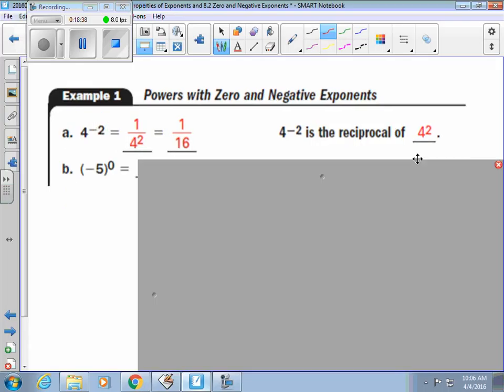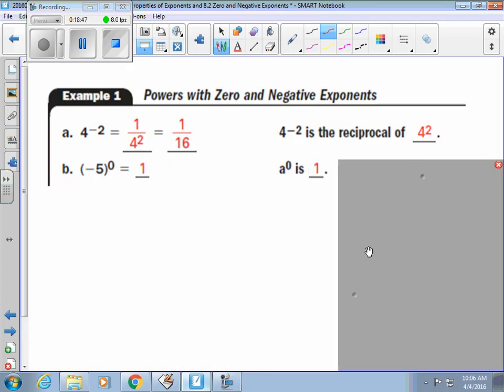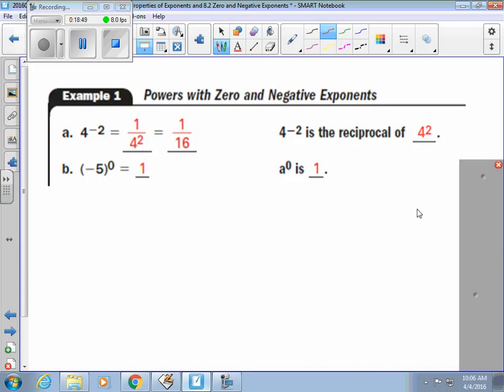The second one says negative 5 to the 0 power. Anything to the 0 power is 1. No matter what it is, anything to the 0 power is 1. The best explanation I've ever had for why something is 1 is this explanation right here. If you look at 4, let's say to the 3rd power, that's the same thing we know as 4 times 4 times 4. Everybody understands that.